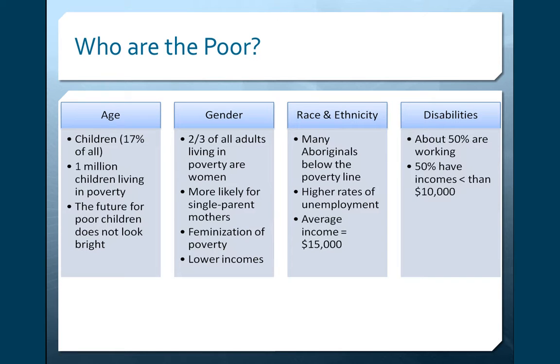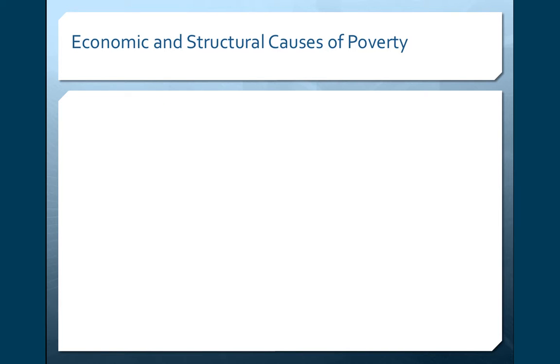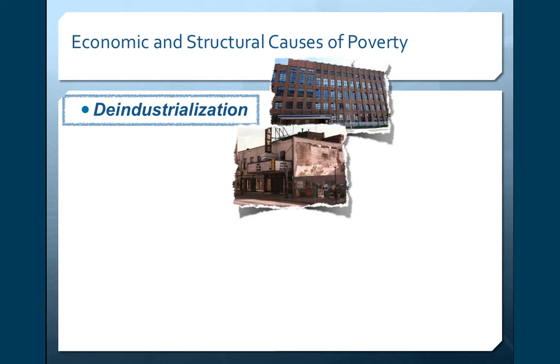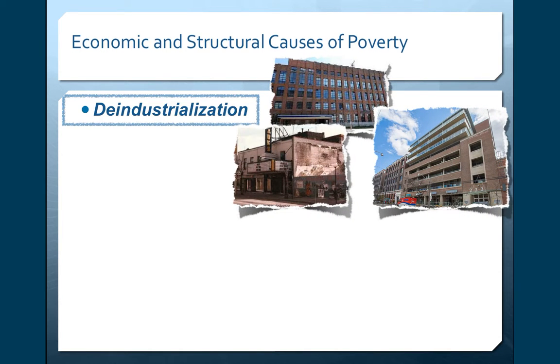Now, there are economic and structural causes to poverty. This isn't all just because people are lazy or poor because they don't try very hard. There are other structural elements or economic elements that contribute to people being poor. Now, one of them is what's called deindustrialization. And when we think about economics, about 50% of the poor are working poor, that means they have work, they're just not making as much money to pay for all what they need.